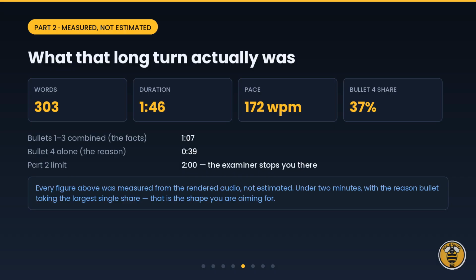Also notice what is not there. No memorized opening, no listing. No connector words holding the answer together like scaffolding.